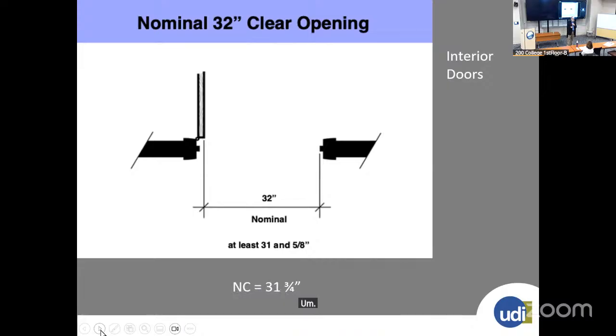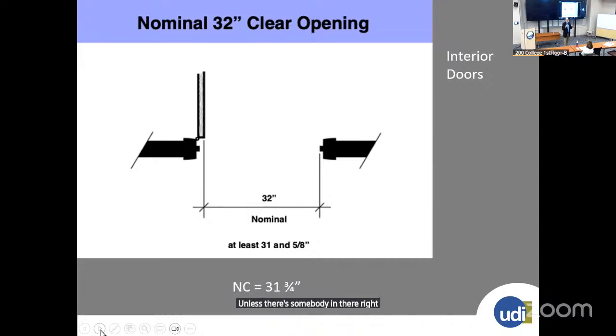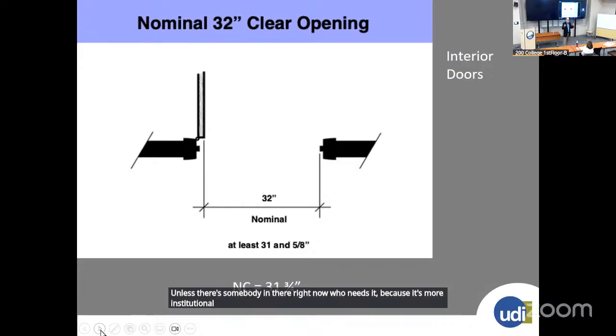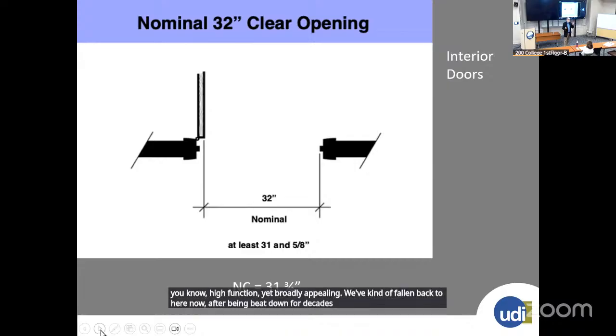We were holding fast for years in our consulting work and in the standards we were developing for my institute that 34-inch doors should really be more of a standard in residential settings. We didn't like 36. I don't like 36-inch wide doors in most residences, unless there's somebody in there right now who needs it, because it's more institutional looking and feeling. We're trying to talk about universal design, trying to get things to feel more like high function yet broadly appealing. We've kind of fallen back to here now after being beaten down for decades. Probably this is okay. It's way better than a lot of the doors.